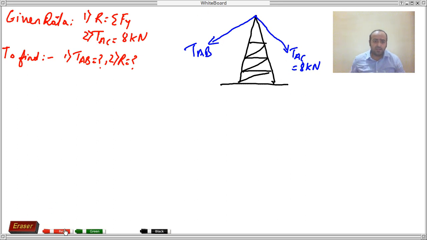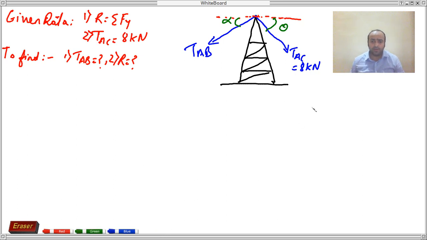Now, there is a catch in this problem. We are not given the values of the angles. Since these are the two inclined forces, this is the angle theta, and this, let us take it as alpha. So we are first of all supposed to find out the values of alpha and theta. So let me draw the diagram completely over here so that we can apply the trigonometry formulas and get the values of the angles. So let's do it, my dear friends.